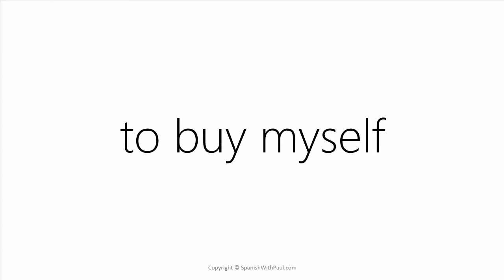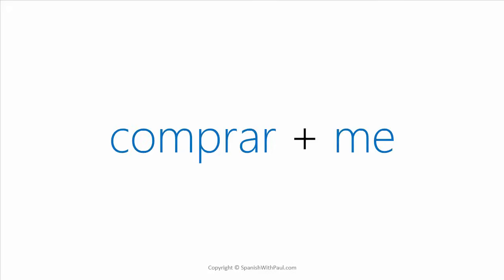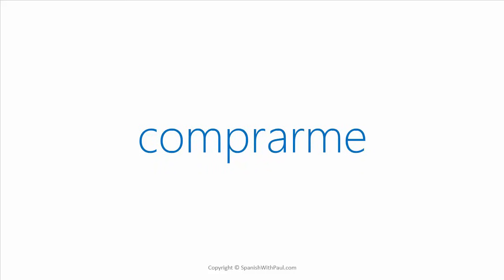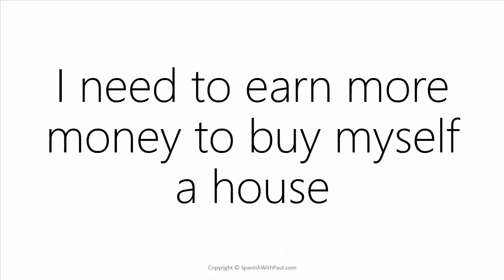To express to buy myself, you would take the verb comprar, to buy, and tag on the pronoun of me. So you get comprarme, to buy myself. How would you say, I need to earn more money to buy myself a house?